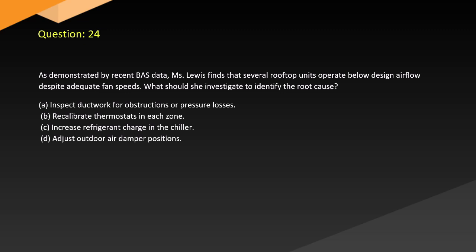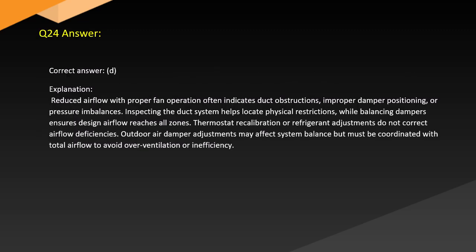Answer. Correct answer, D. Explanation. Reduced airflow with proper fan operation often indicates duct obstructions, improper damper positioning, or pressure imbalances. Inspecting the duct system helps locate physical restrictions, while balancing dampers ensures design airflow reaches all zones. Thermostat recalibration or refrigerant adjustments do not correct airflow deficiencies. Outdoor air damper adjustments may affect system balance but must be coordinated with total airflow to avoid overventilation or inefficiency.